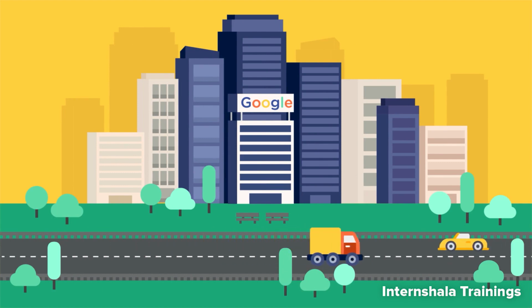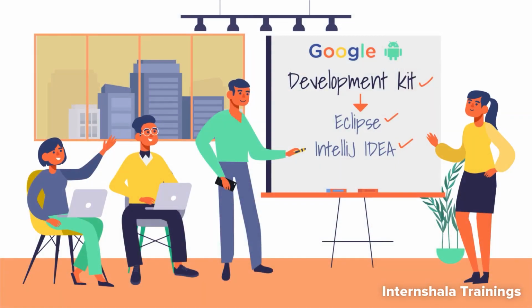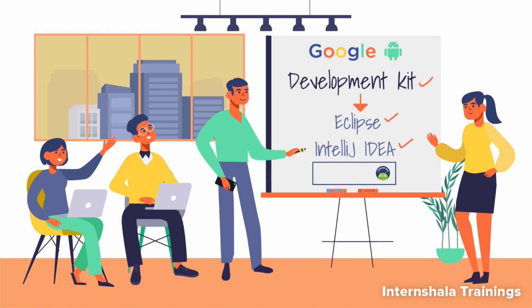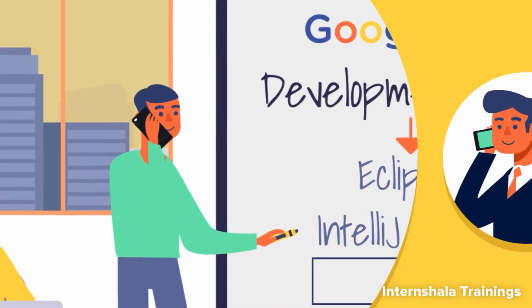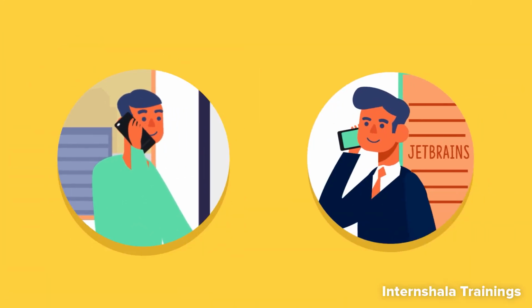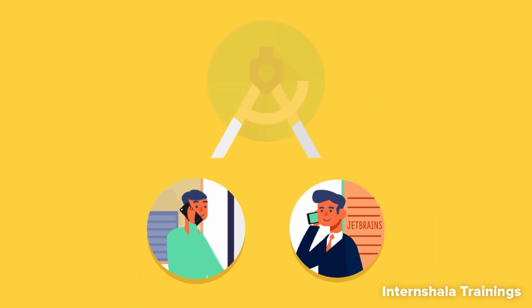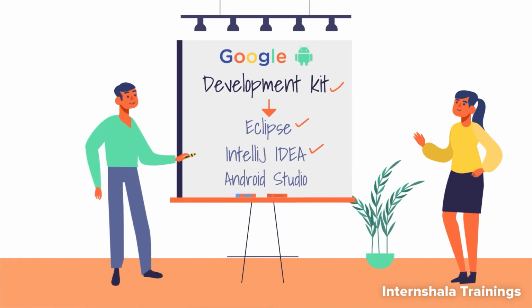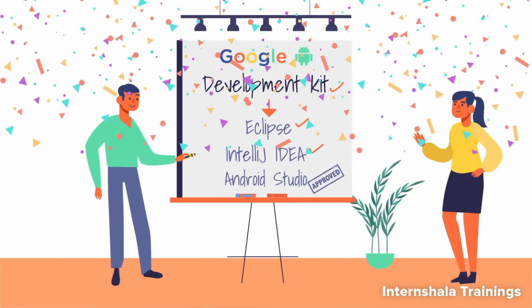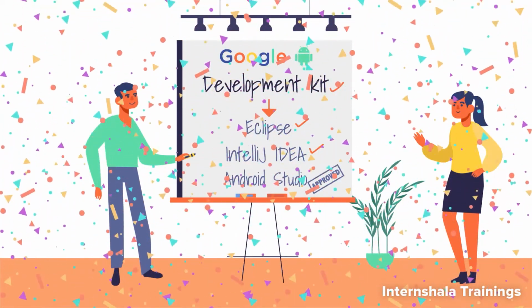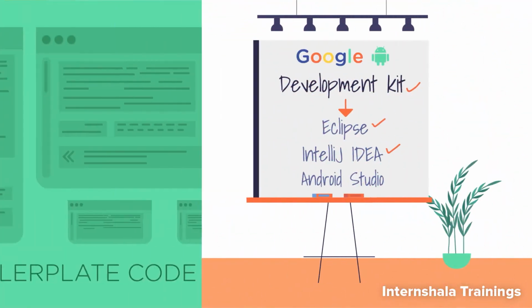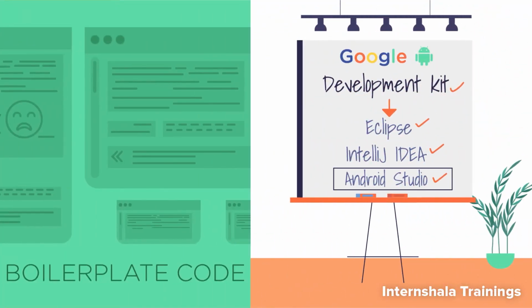Parallelly, things looked like this at Google. Google provided the development kit for Android, which could be used in already existing IDEs like Eclipse and IntelliJ IDEA. But then, Google thought of having an IDE especially designed for creating Android apps. For this, Google contacted JetBrains, the company which had created IntelliJ IDEA, and together they built the Android Studio in 2012. In 2013, Google announced Android Studio to be the official and fundamental IDE for creating Android apps using Java. So that resolved the second concern about having an IDE especially designed for developing Android apps.